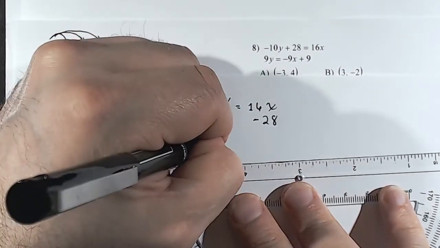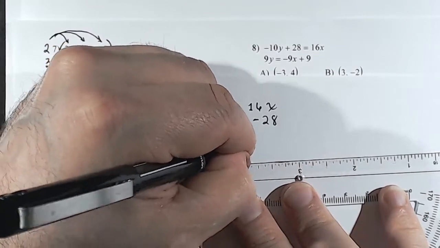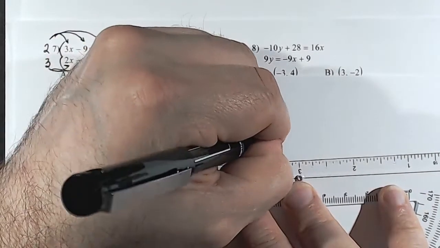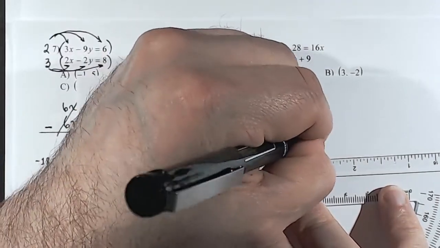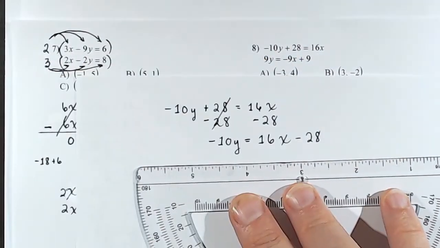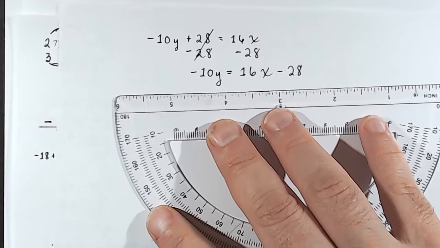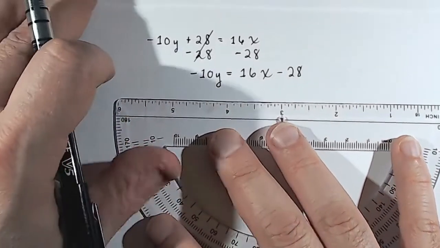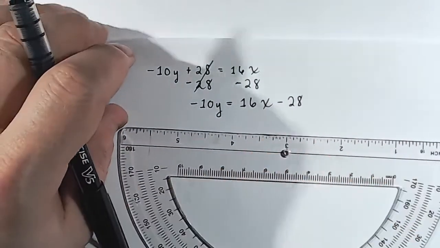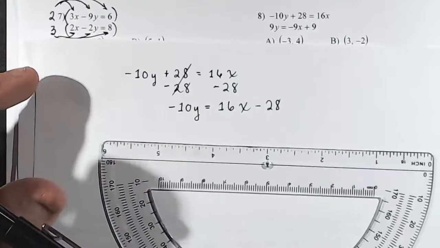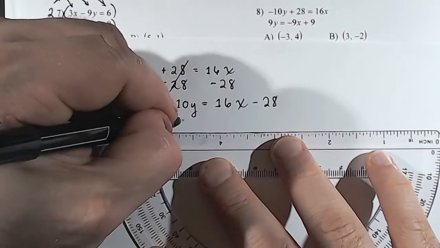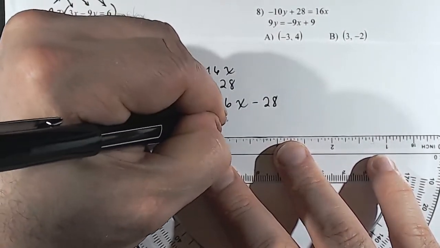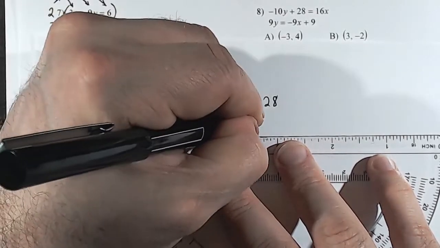And I have negative 10y equals 16x minus 28. Okay? And so what I'm going to do now is write my other equation beneath it, which is 9y equals negative 9x plus 9.